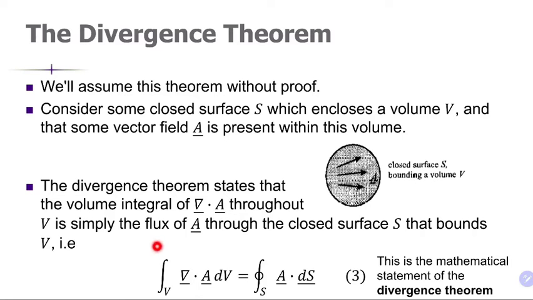Which means that this integral is equal to this integral. So the divergence integrated over its volume is equal to the vector field integrated over the closed surface. And that is what the divergence theorem is about.